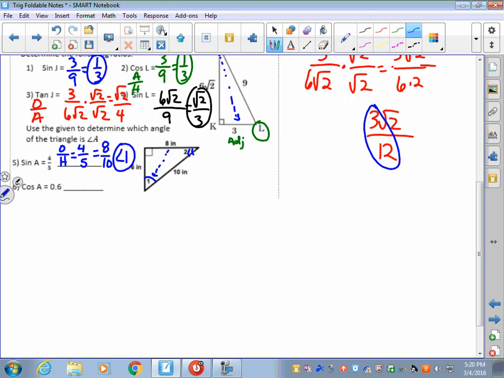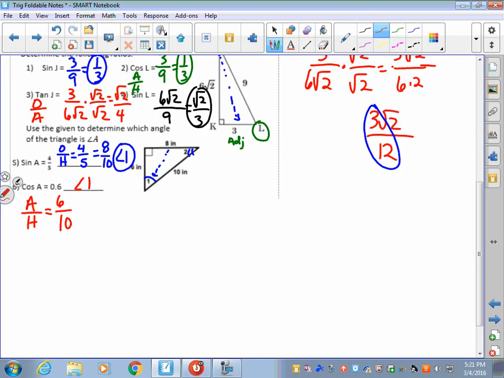Now for the next one, we're doing cosine of A. Cosine is adjacent over hypotenuse, so the cosine of angle A equals 0.6. Well, that's read as 6/10, which is 6 out of 10. Now I can see the adjacent side is 6 and the hypotenuse is 10, which is what we have. So right here I have the adjacent side. Adjacent to 6 is, again, angle 1.